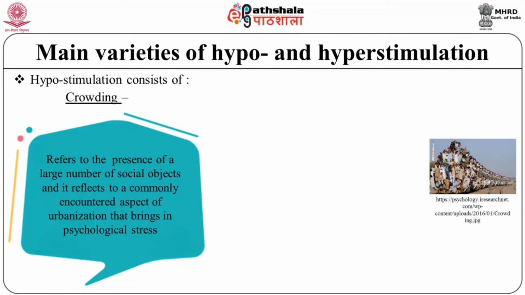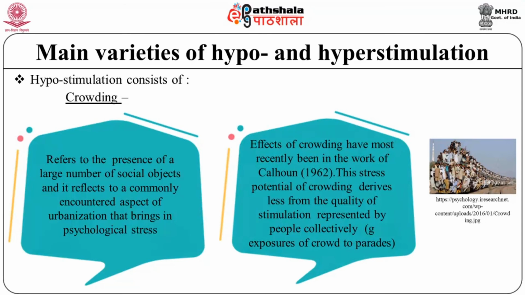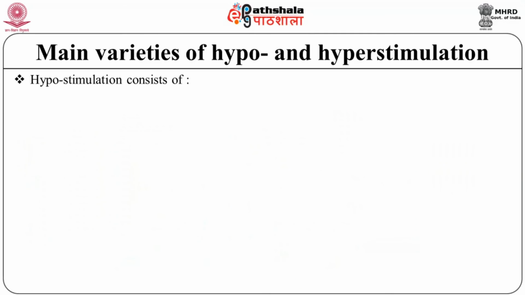Crowding refers to the presence of a large number of social objects, and it reflects a commonly encountered aspect of urbanization that brings in psychological stress. Effects of crowding have most recently been studied in the work of Calhoun. The stress potential of crowding derives less from the quality of stimulation represented by people collectively. For example, the exposure of a crowd to parades.